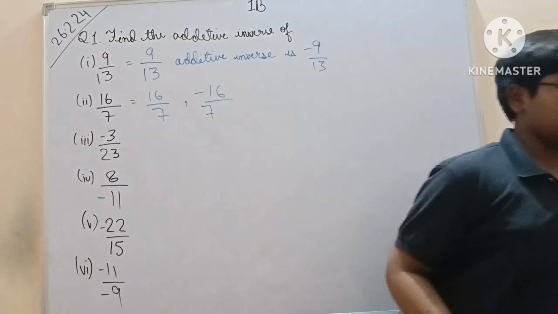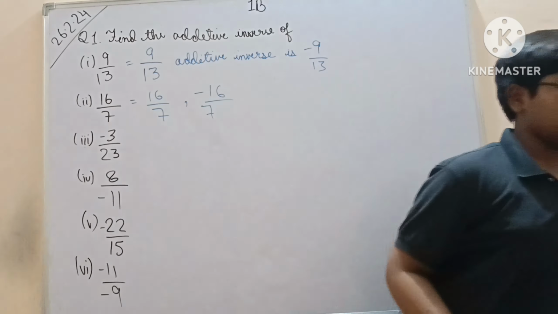And in this case, both have minus sign, so the minus sign will be cancelled out and it will become 11 divided by 9. In the first case, 9 divided by 13, the additive inverse would become minus 9 divided by 13. So our additive inverse will become minus 11 by 9. So we have found the answers to the first question.